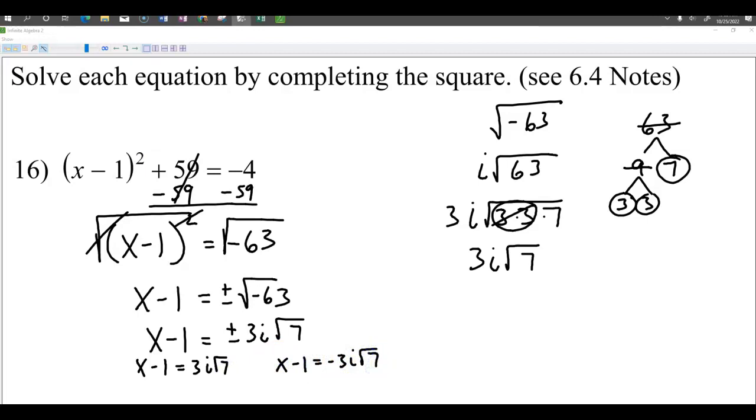And then we're going to add 1 on both sides. Gives me x equals 1 plus 3i root 7. That's one of my answers. And for that one, we're going to get x equals 1 minus 3i root 7. And there you guys go. Those are your 2 answers.